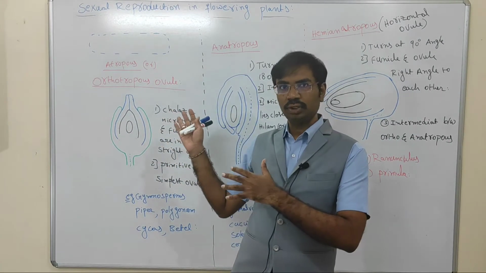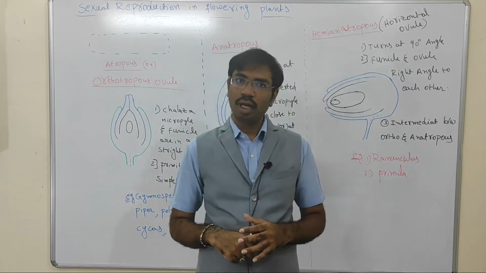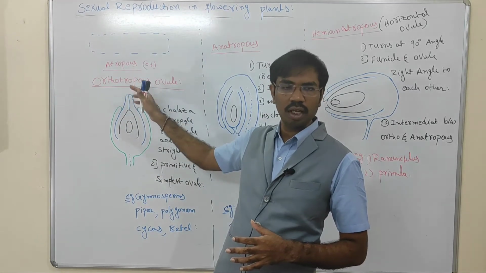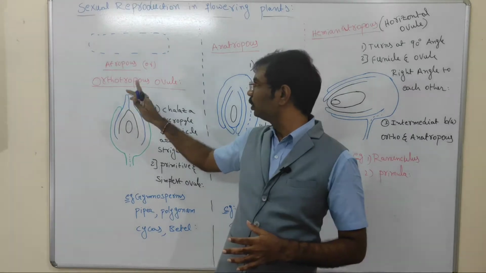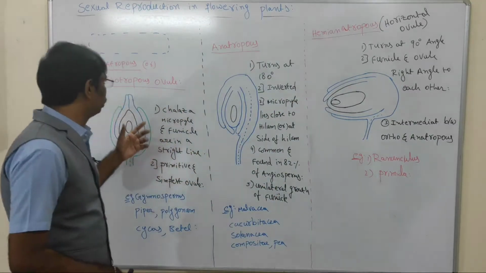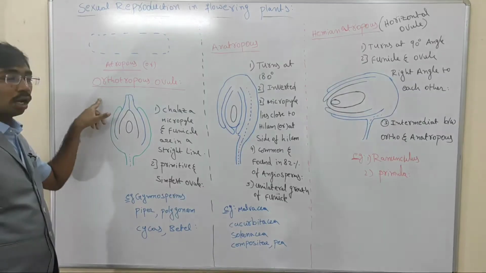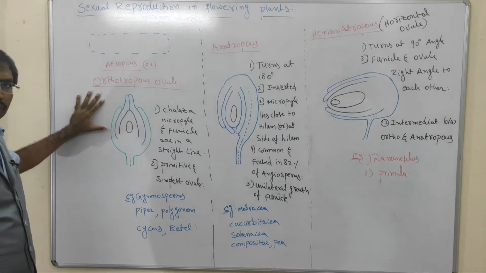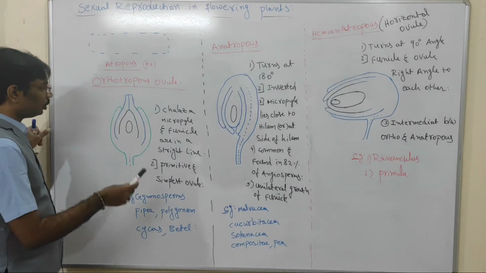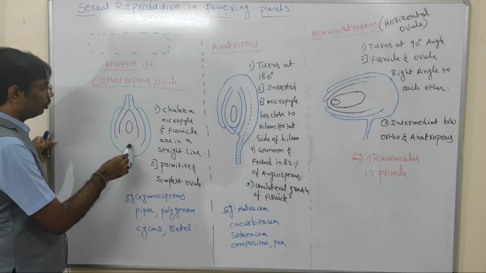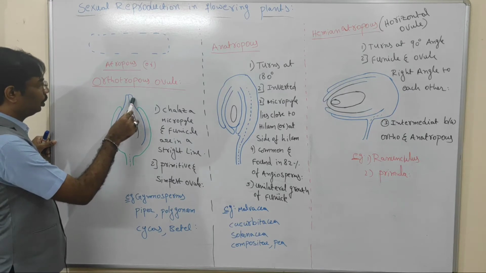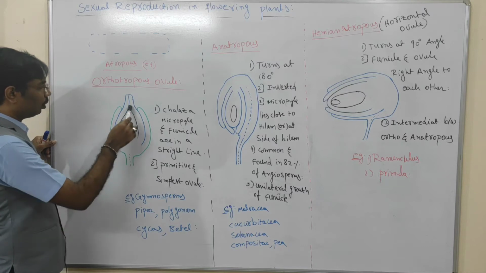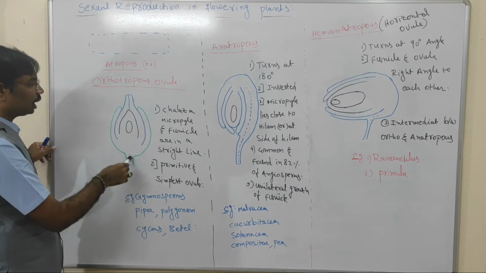The first one is Orthotropous, also called Atropous. First we will discuss this ovule. See here, this is the straight ovule. Straight ovule means the chalazal end, micropylar end and funicule, all 3 regions are present in a straight line.